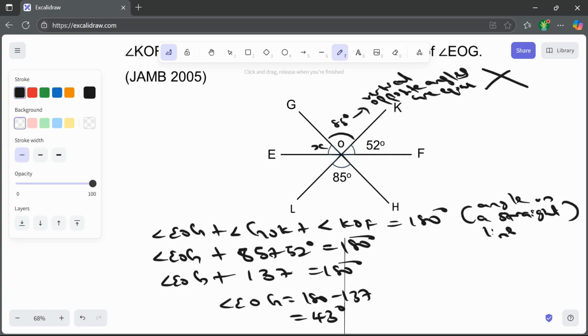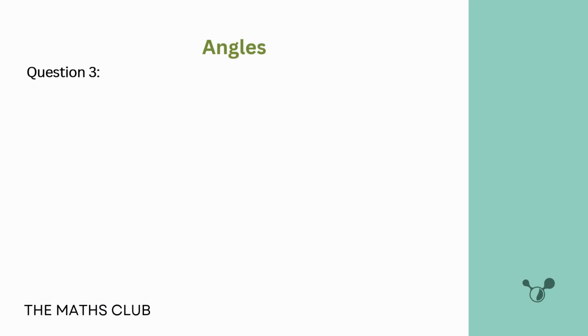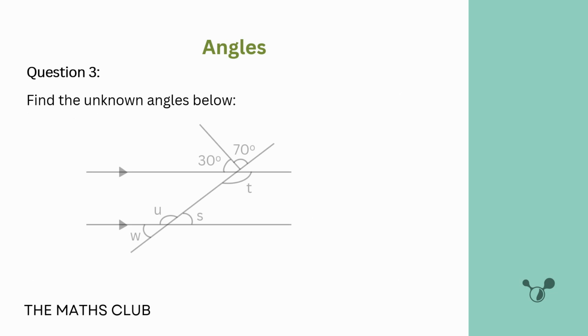Let's see if we're correct. That will be option B. Great. Question 3 says that we should find the unknown angles below. So we have this. I encourage you to pause the video and try this out yourself.